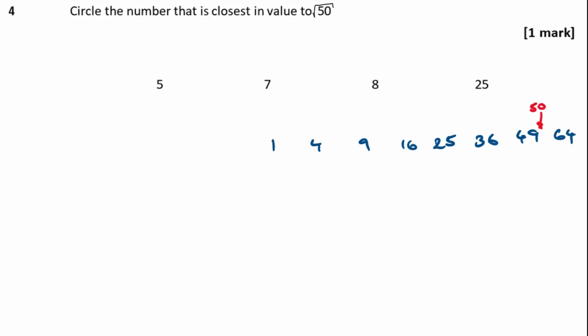Now if you square root 49, you're going to get 7, aren't you? So if you square root this one, you're going to get 7. If you square root 64, you're going to get 8. So it's either going to be 7 or 8 closest, but if you think about the number line and how close 50 is to 49 compared to 64, I think we can be fairly confident that it's going to be that one there. It's going to be 7.